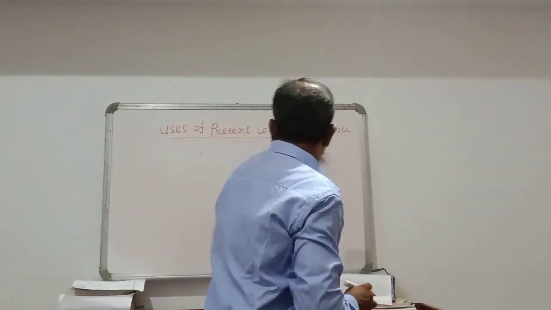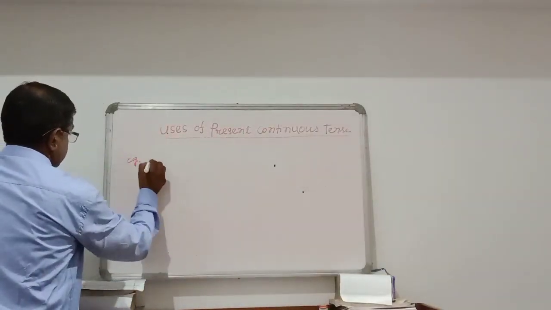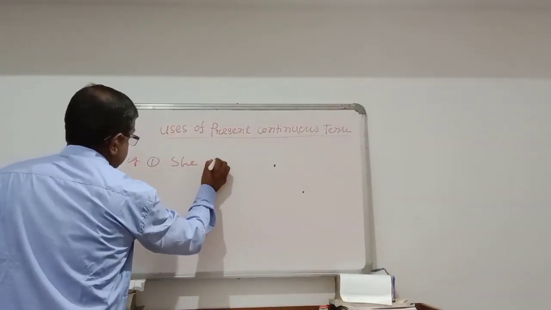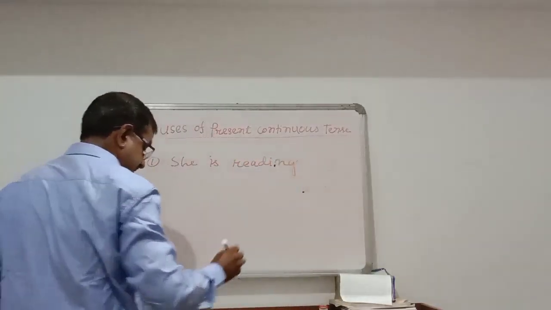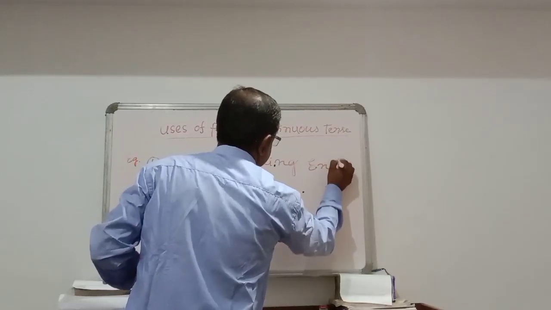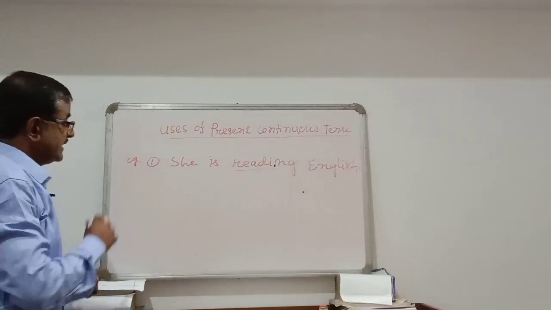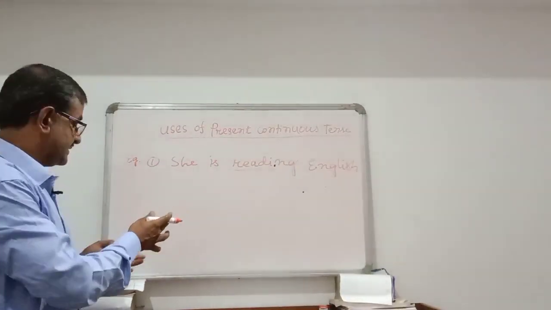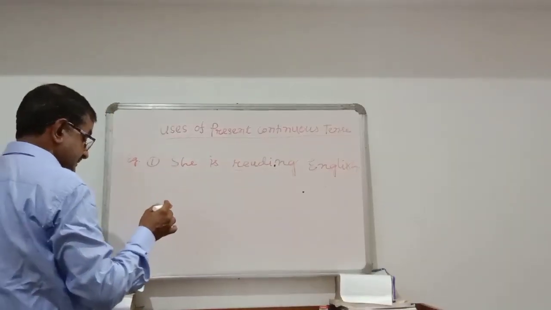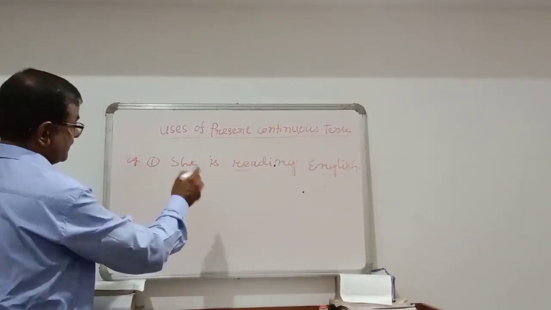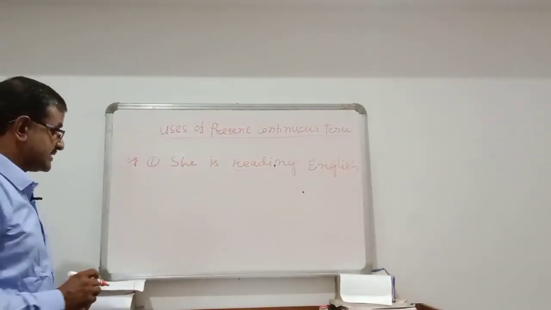So you see some examples. She is reading English. That means the action of the verb read is going on. It is incomplete. The action in the actual present time, which is not complete, that means it is incomplete. The action is going on. So it is present continuous tense.